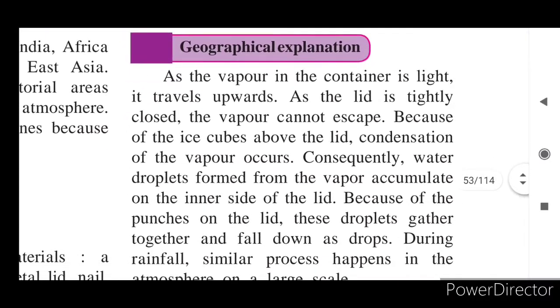Now the geographical explanation. As the vapor in the container is light, it travels upward. Because of heat, the vapor becomes light and travels upward. As the lid is tightly closed, the vapor cannot escape. Because of the ice cubes above the lid, condensation of the vapor occurs. Consequently, water droplets form from the vapor and accumulate on the inner side of the lid.